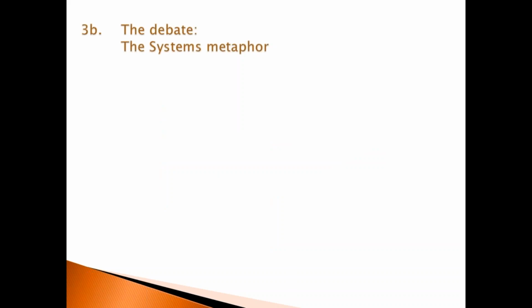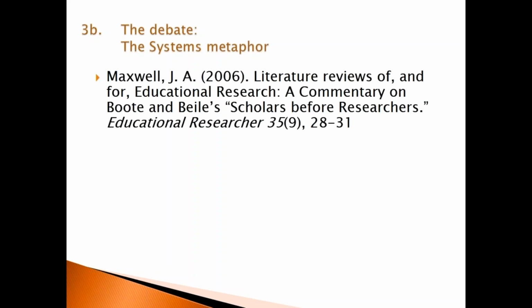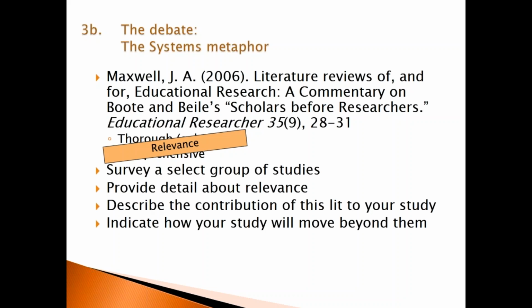Another way to think about it is a systems metaphor. And this is really well articulated by Maxwell in his article. And Maxwell identifies the importance of being, instead of thorough and comprehensive, being relevant. So relevance should always trump being thorough and comprehensive. He also says that this approach would lend more to the surveying of a select group of studies that you think are really good and really relevant, to provide a lot of detail about the relevance of the select group, then to describe the contributions of this to your study and indicate how your study will move beyond them.